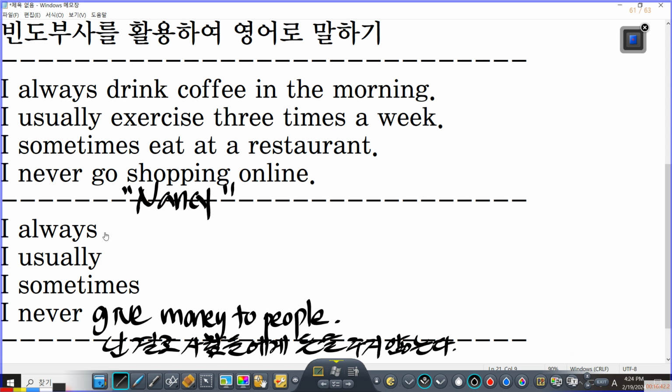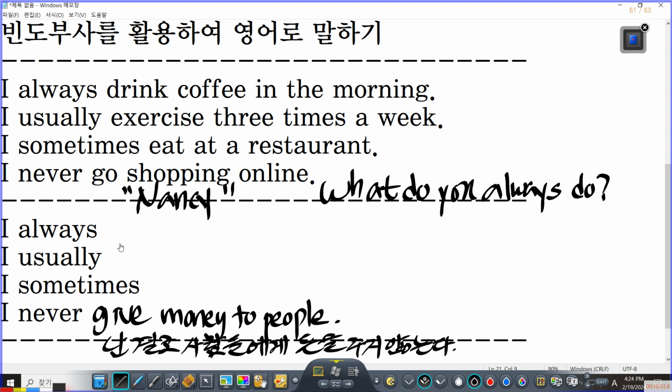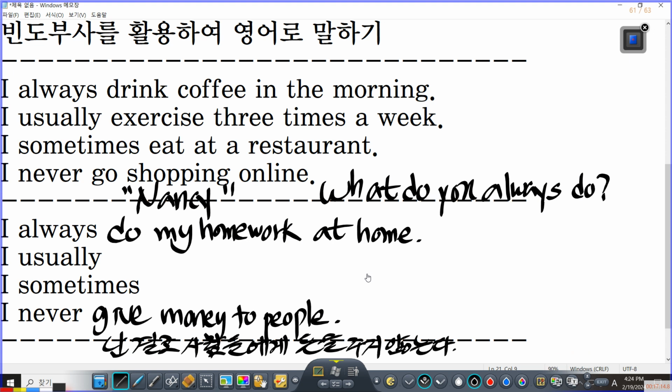말하기 연습이에요. Nancy, what do you always do? 질문을 했어요. 넌 always 항상 하느냐? What do you always do? I always do my homework. Okay? I always do my homework. 난 항상 숙제를 한다. 어디서요? 좀 더 내용을 더 첨가하면 좋을 것 같은데. At home. 그렇죠. 그러면 딱 좋죠. 나는 항상 집에서 숙제합니다.